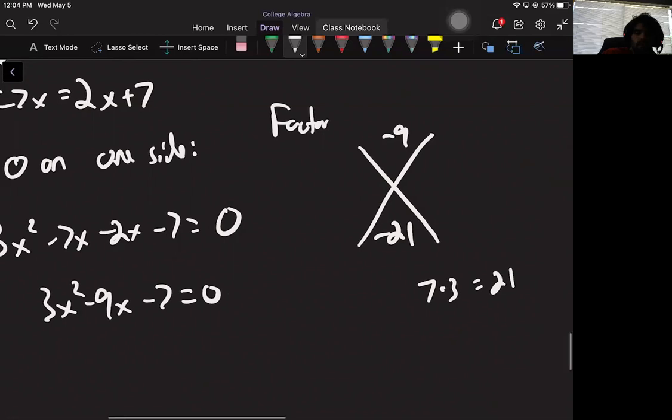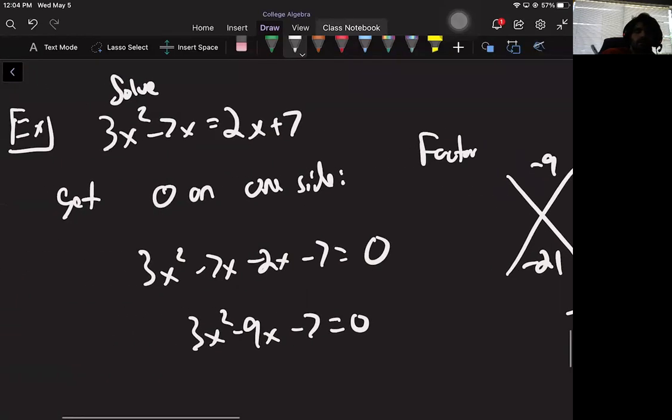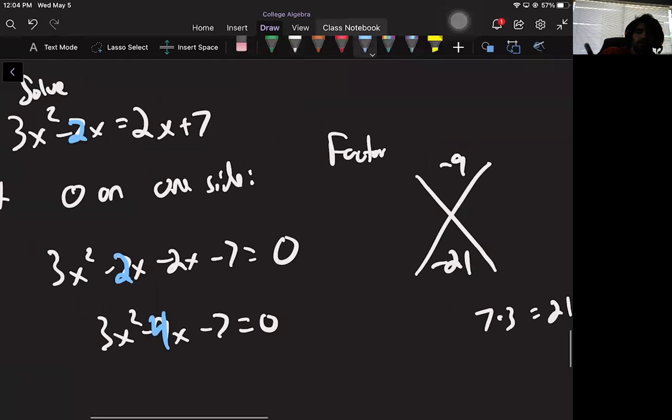Hold on, give me 1 second. Where did I write it down wrong? Aha, I did write it down wrong. Sorry about that. So this should have been initially a negative 2x here. So let's fix that. Otherwise, this would have been much too hard to do. So it should be a negative 4x now. So this should be a negative 4.